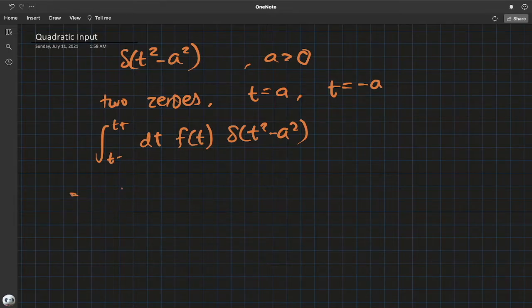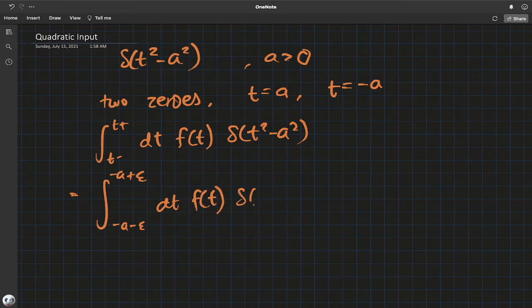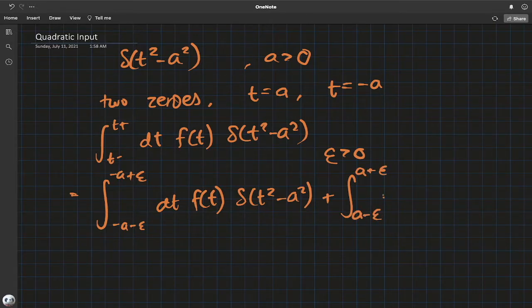Okay, what we can do is localize around those zeros. So the first 0 is negative a minus epsilon to negative a plus epsilon, sorry, it's not delta, it's epsilon, my bad, dt f of t delta of t squared minus a squared, for some epsilon greater than 0. Epsilon is arbitrarily small. Plus the second 0 is at positive a minus epsilon to a plus epsilon, dt f of t delta of t squared minus a squared.